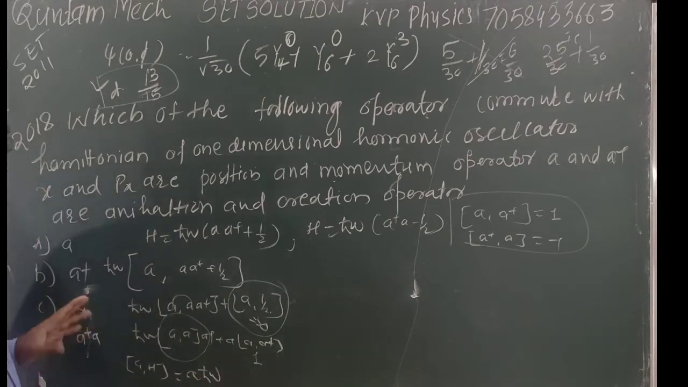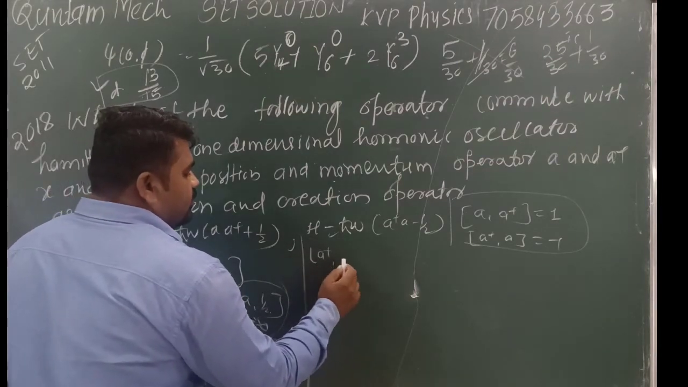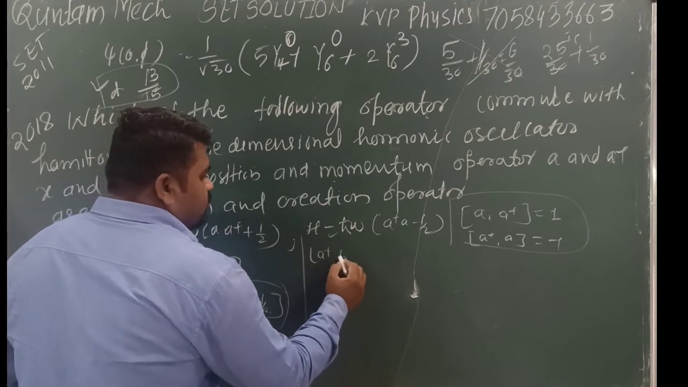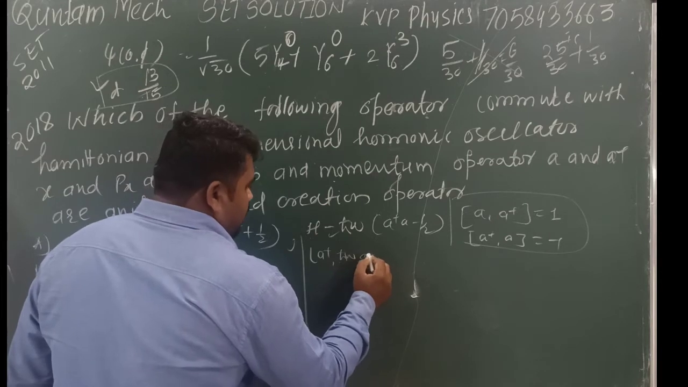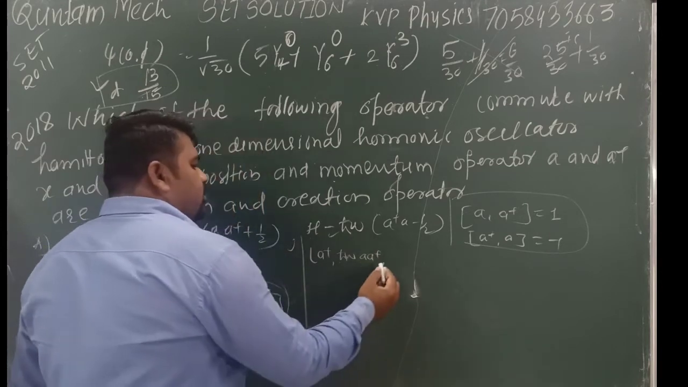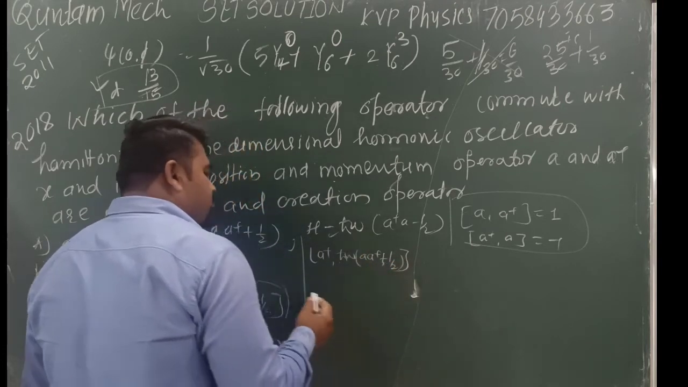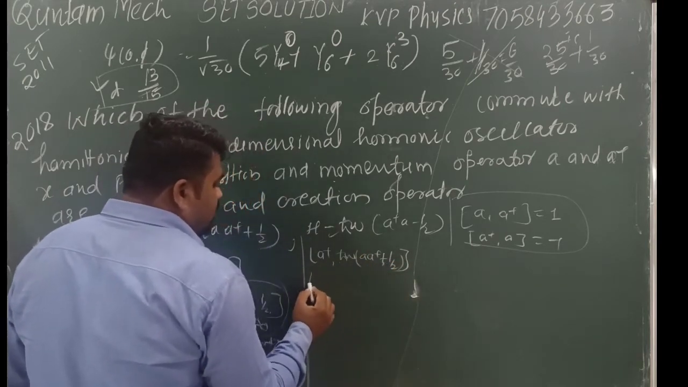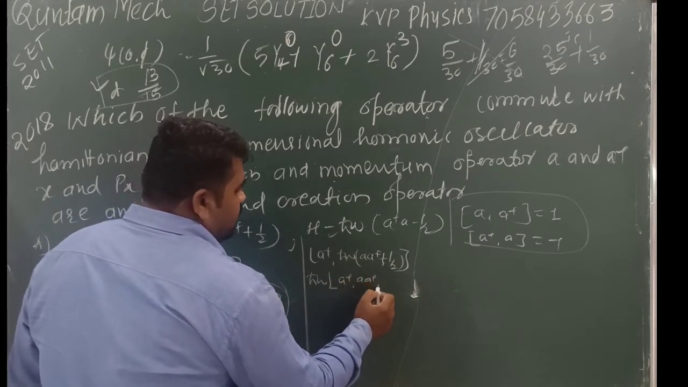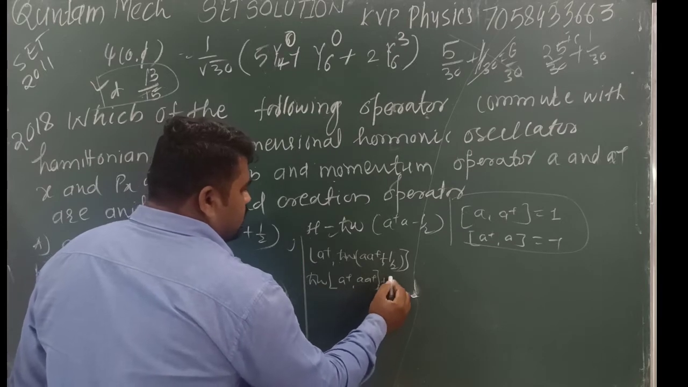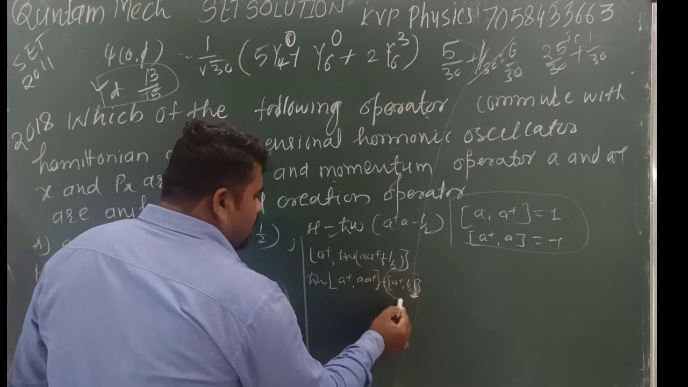Got it? Similarly for A dagger comma H cross omega A dagger plus 1 by 2. H cross omega is common for both cases. Okay, H cross omega take common out. A dagger comma A dagger, okay, plus A dagger comma 1 by 2.